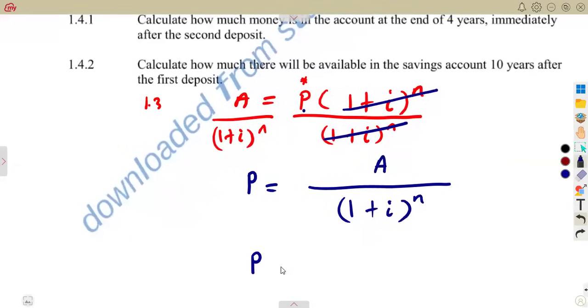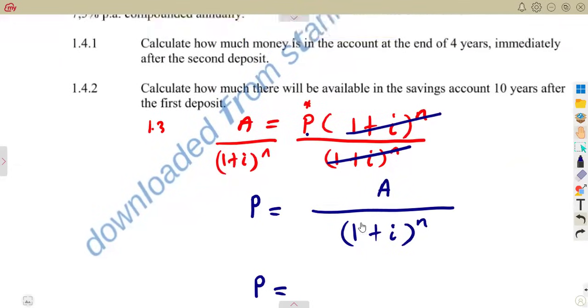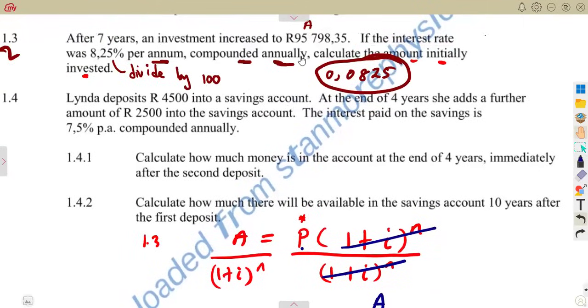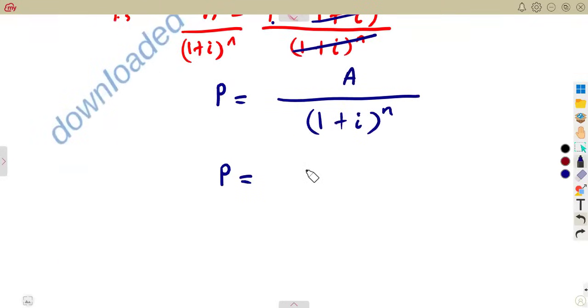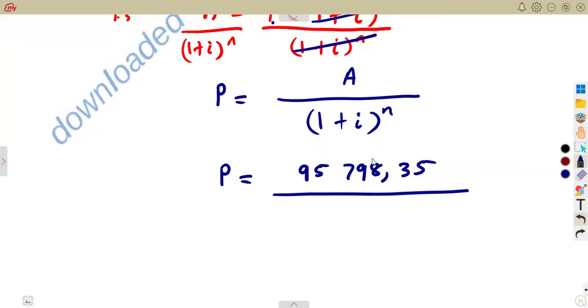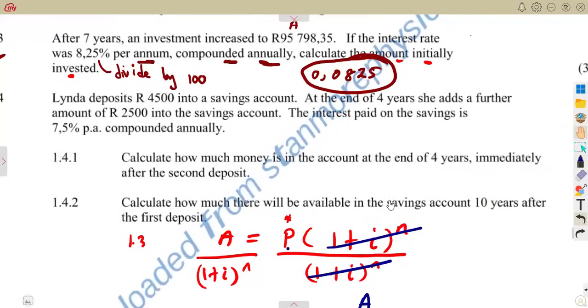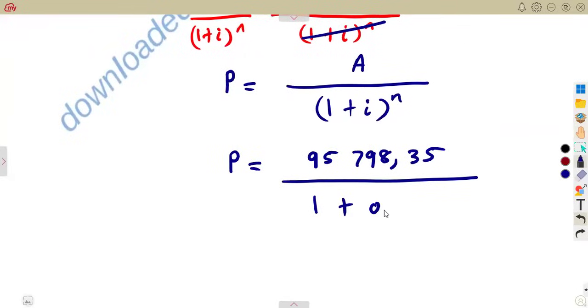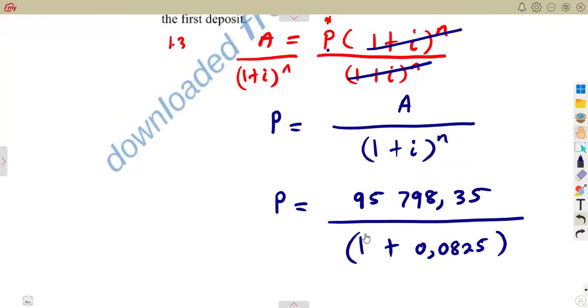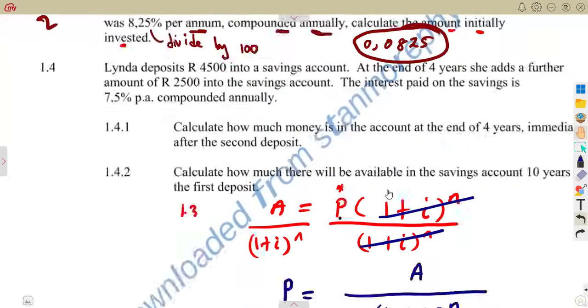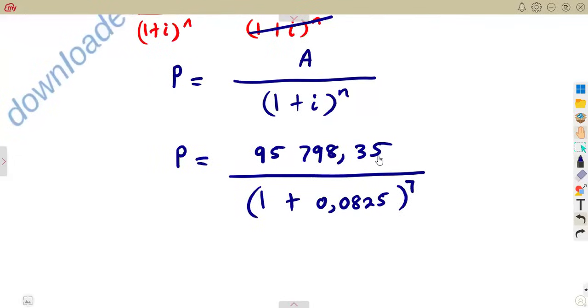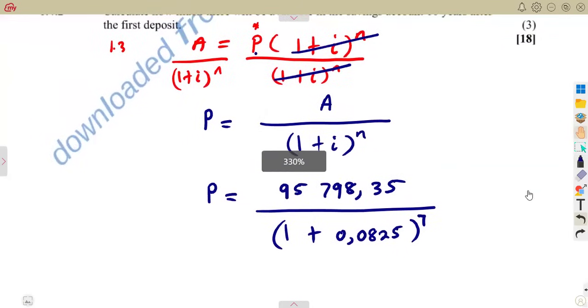This is now representing the principal, the amount initially. A is the amount that we now have, increased to this amount. So there we've got 95,798.35, and we just substitute as it is. Everything over 1 plus the interest rate. Remember, our interest rate after dividing by 100 gave us this decimal, 0.0825, to the exponent of n, the number of years. How many years? It's 7 years. That amount was obtained after 7 years.